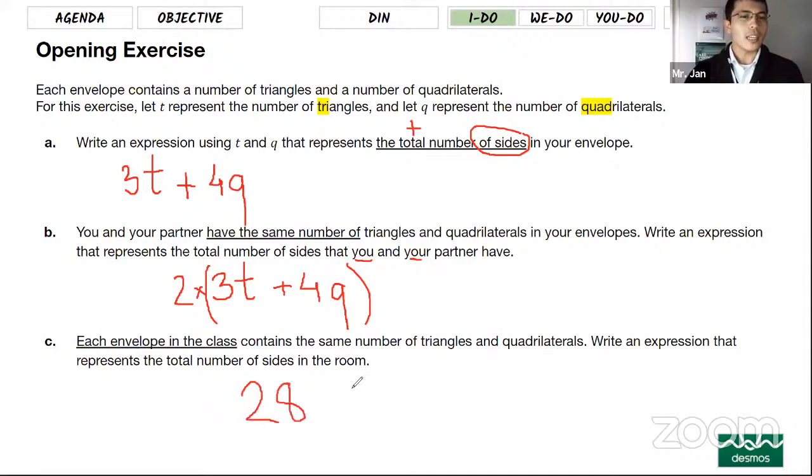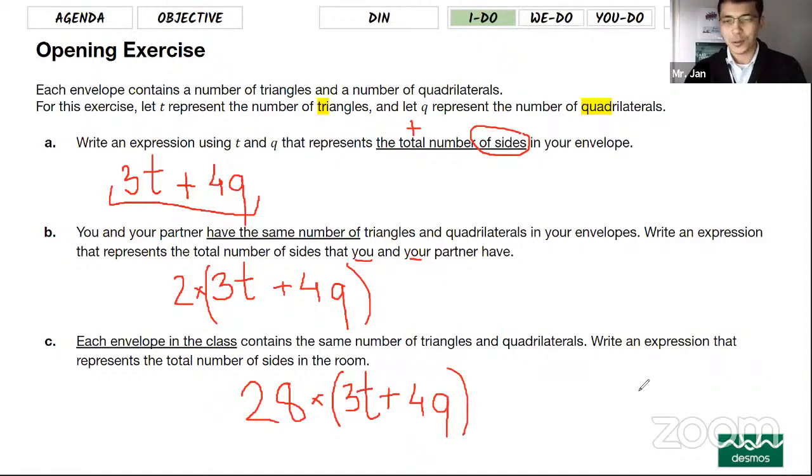So I know for each student how many total sides they will get. If I multiply that 28 by the amount for each student, I'm going to obtain the total for the classroom, for all of you guys: 3T plus 4Q. I know a couple more students joined, but I'm not going to change my math anymore. So this is the expression we talk about.